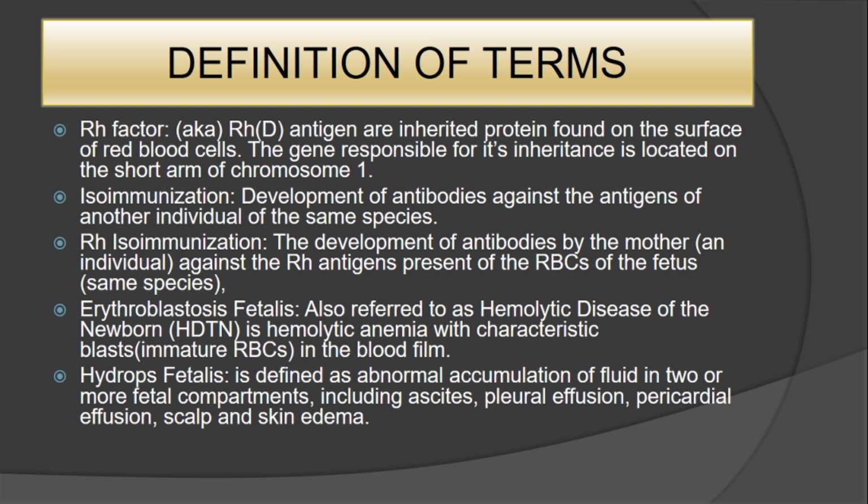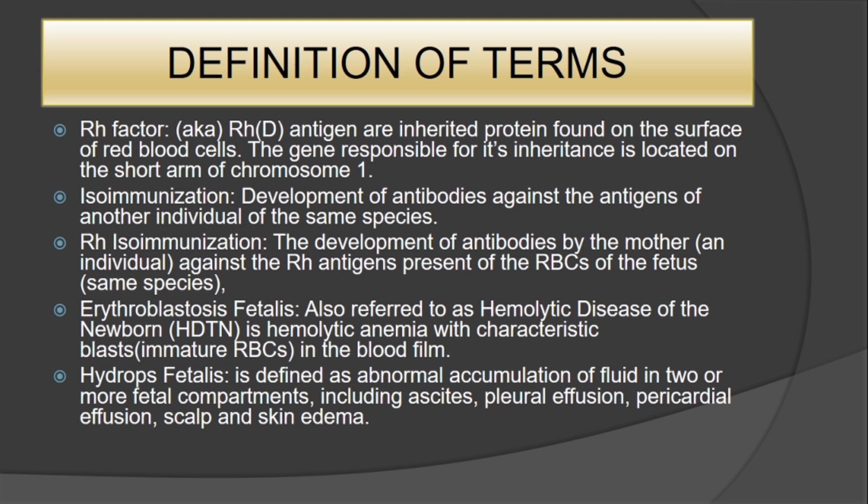The first one is Rh factor, also referred to as the RhD antigen. These are inherited proteins found on the surface of red blood cells. The gene responsible for this inheritance is located on the short arm of chromosome 1.